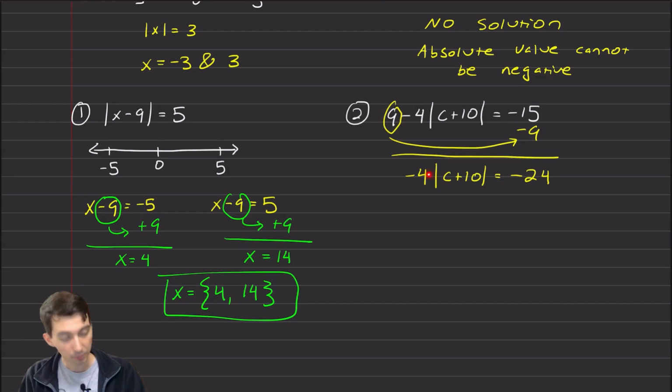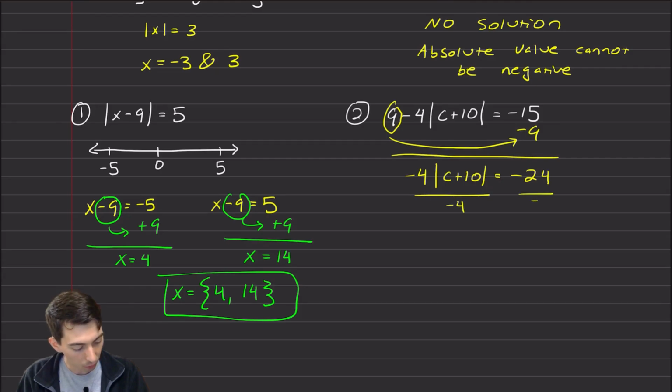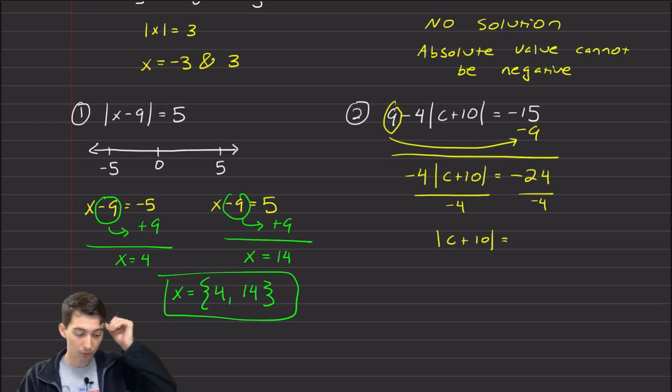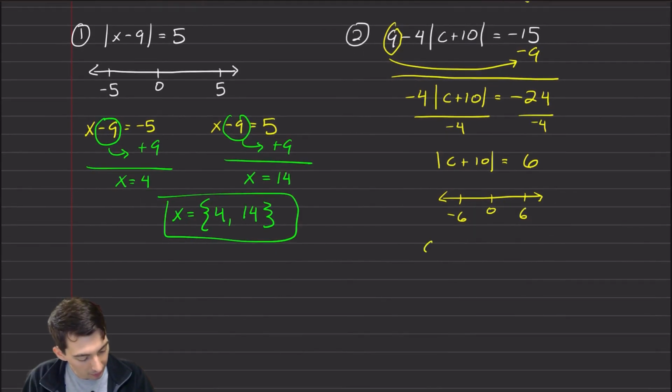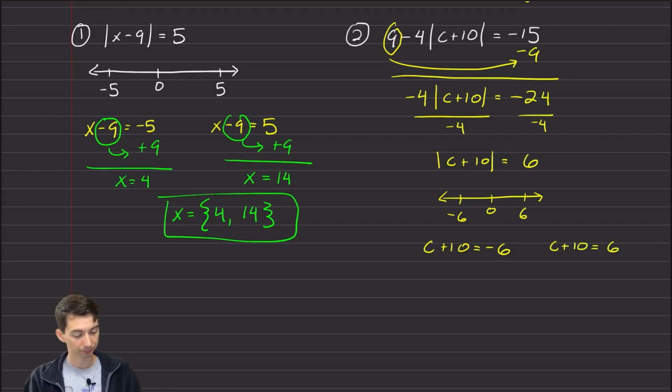And now this negative 4 is being multiplied to my absolute value. So I'm going to divide by negative 4 so that I get the absolute value of c plus 10 is equal to negative 24 divided by negative 4, which will get me a positive 6. And so now I know that this is going to look like we've got 0, 6, and negative 6, and both of those are going to be c plus 10 spots away. So I've got c plus 10 is equal to negative 6, and c plus 10 is equal to positive 6.